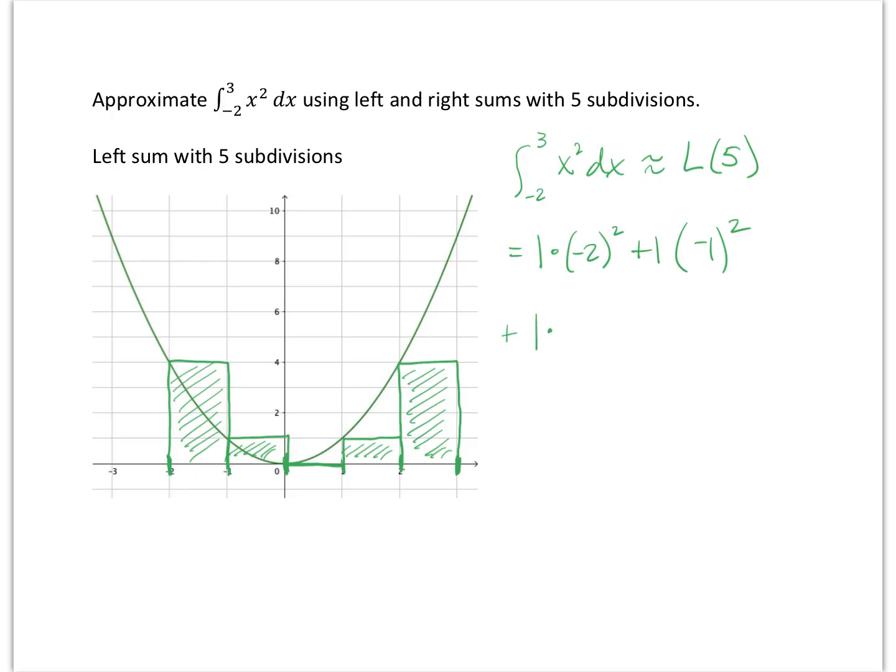Okay, my next rectangle, the height of the base is 1. The height of the rectangle is the height of the function at 0. From this picture, I can see that it's 0. From the formula, you just plug 0 into the formula x squared. And then my fourth rectangle has a base of 1, and the height is 1 squared. And my last rectangle, base of 1, and the height is 2 squared. And that comes out to 4 plus 1 plus 0 plus 1 plus 4, which is 10.